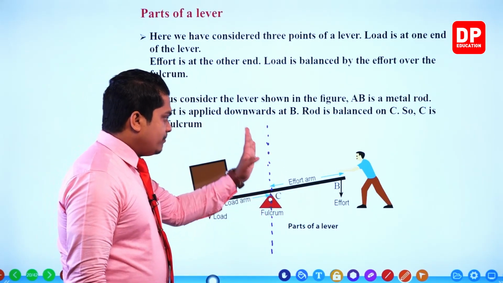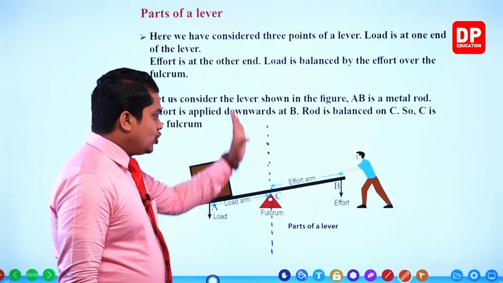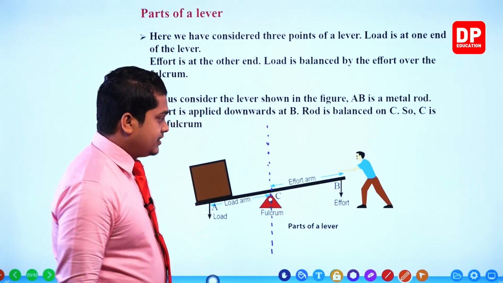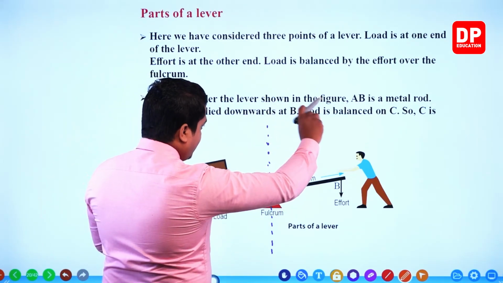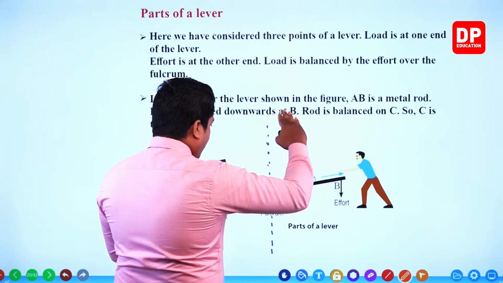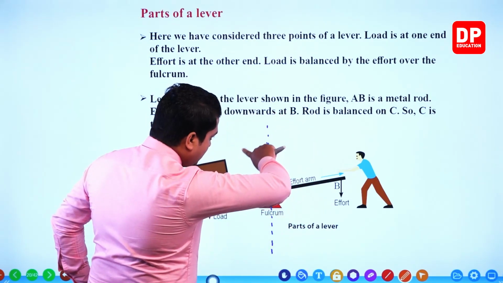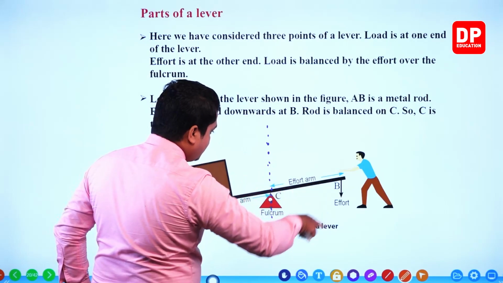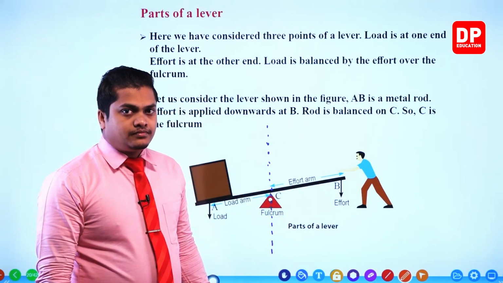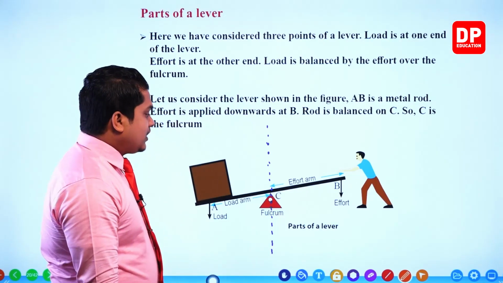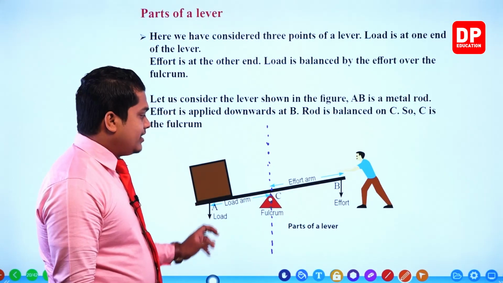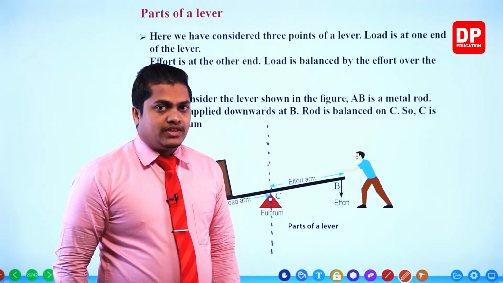From this particular axis, the rotation is observed. That means, my dear children, when the person is applying an effort downward, it is going to rotate like this, along this particular point through the fulcrum, right? So the fulcrum is the point where the effort and the load are being balanced within the lever.